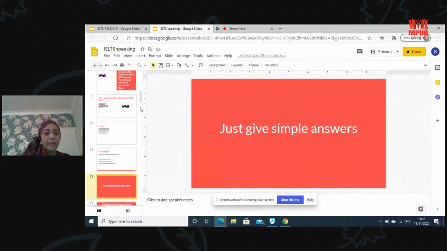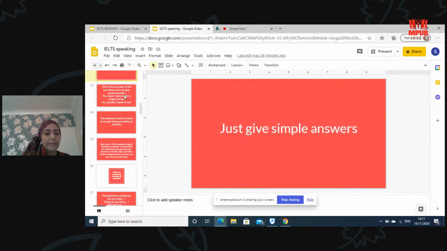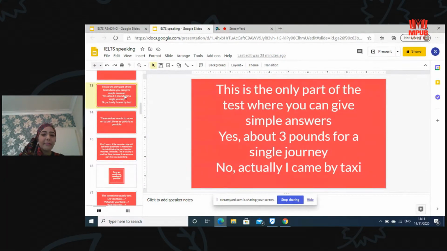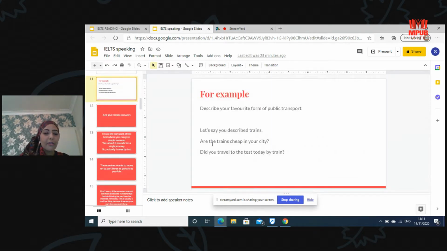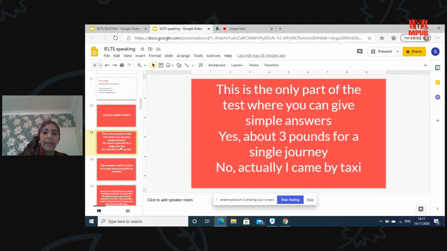What we want you to do is just give simple answers, and this is the only part of the test where you can actually give simple answers. Let's look at the questions. Are the trains cheap in your city? Did you travel to the test today by train? We've put: yes, about £3 for a single journey. And no, actually I came by taxi.